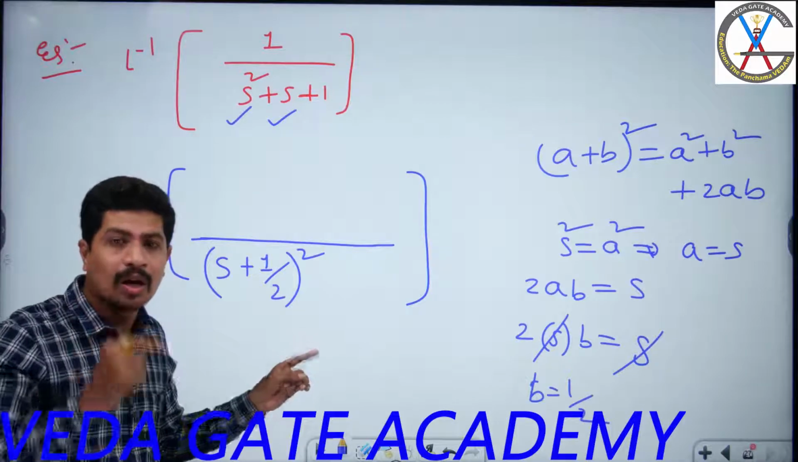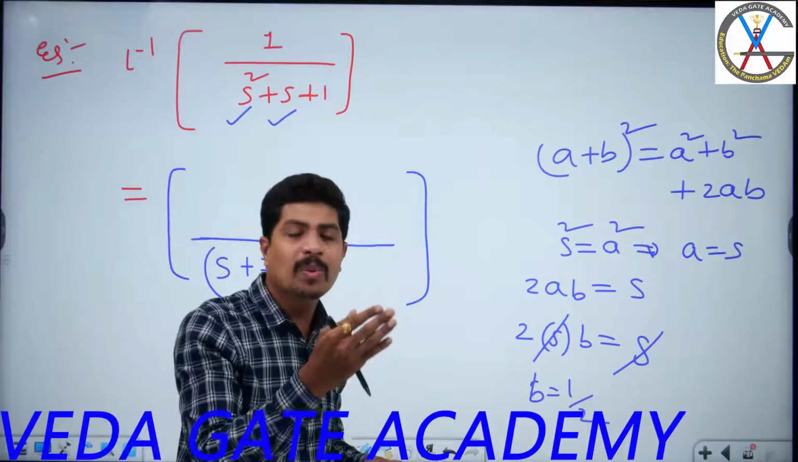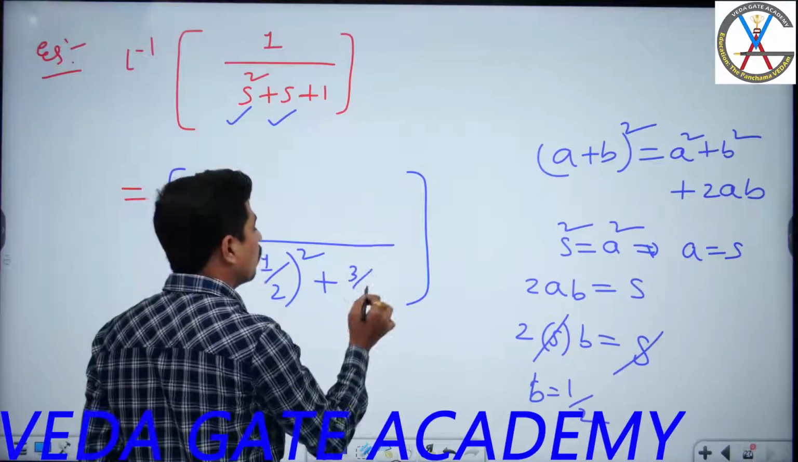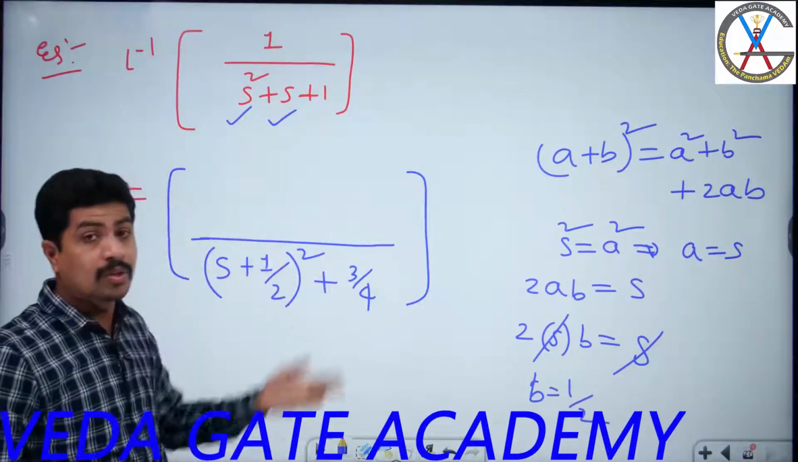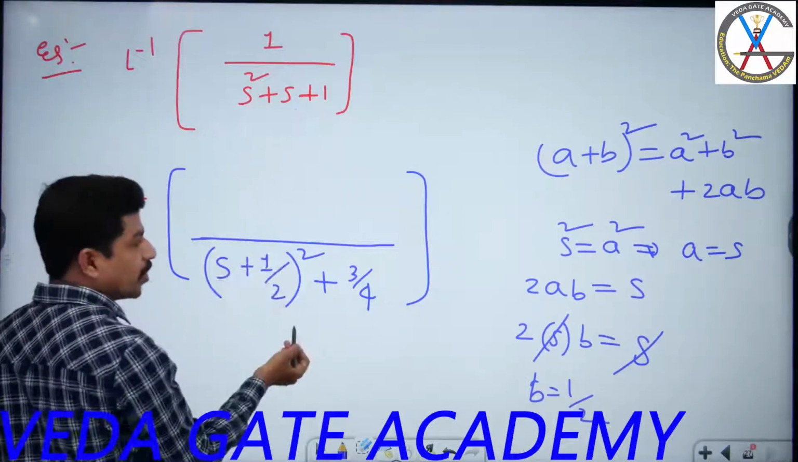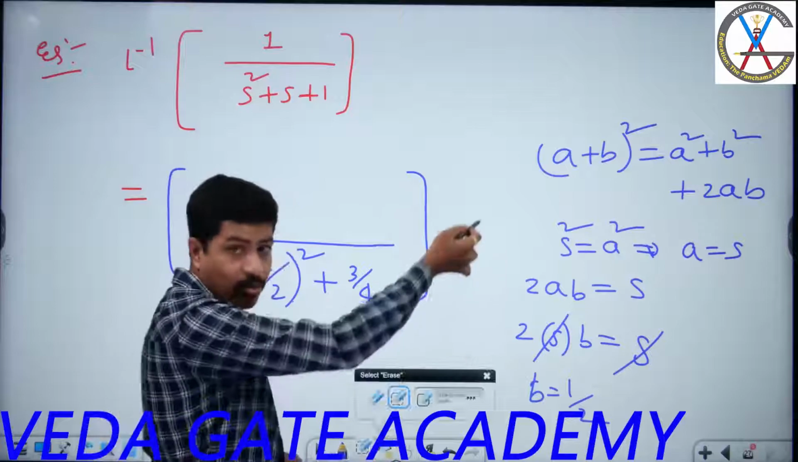But how much do I want? 1. For that, 1 by 4 is there with us. How much are we not having? 3 by 4. Therefore, plus 3 by 4. Now, this one and that one both are exactly equal. This is the procedure, please.